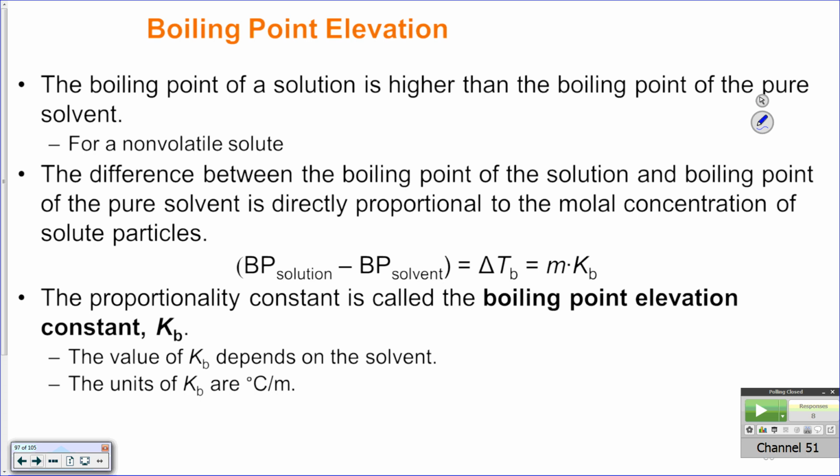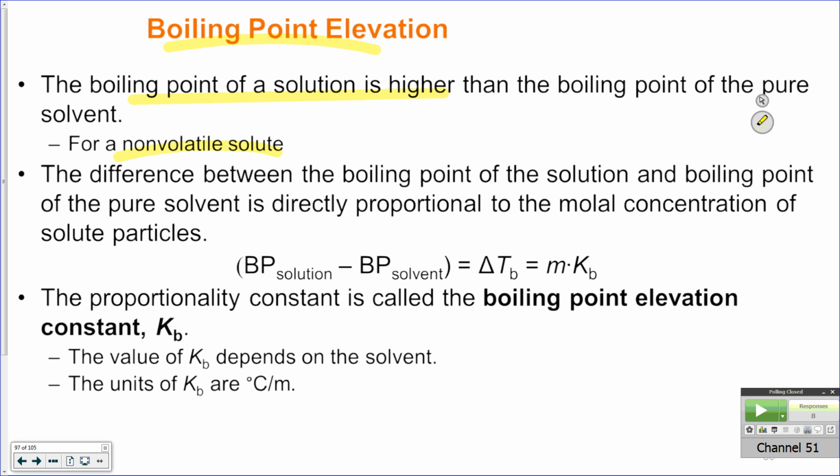All right. We have a similar type of deviation that occurs with boiling point. So boiling points can go up. We call it the boiling point elevation. The boiling point of a solution is higher than that of the solvent itself if it's a non-volatile solute.